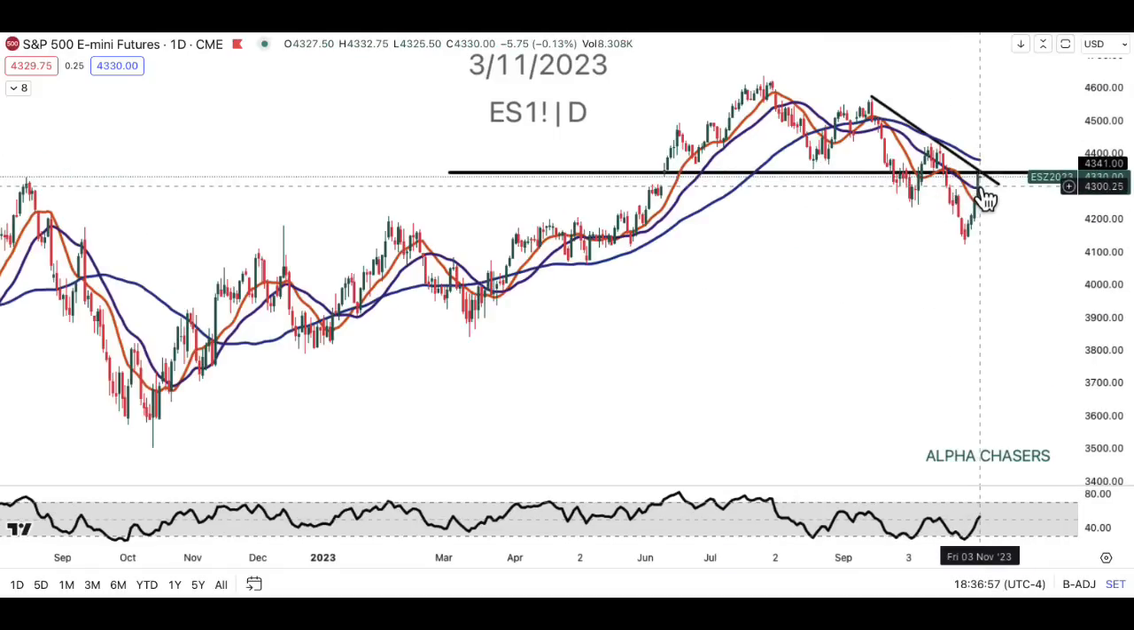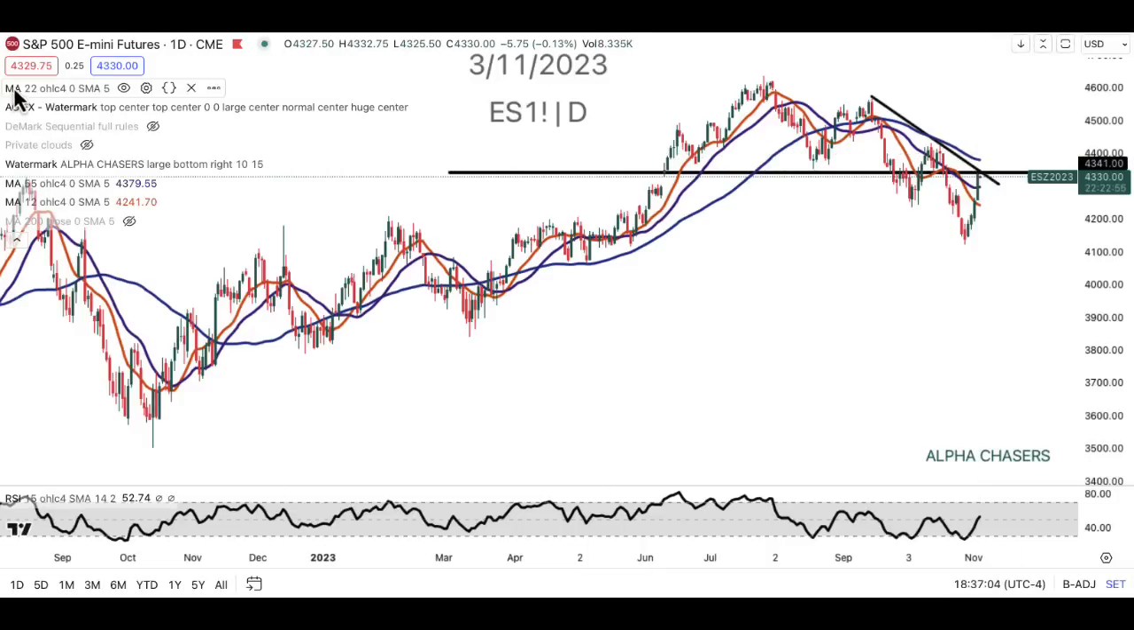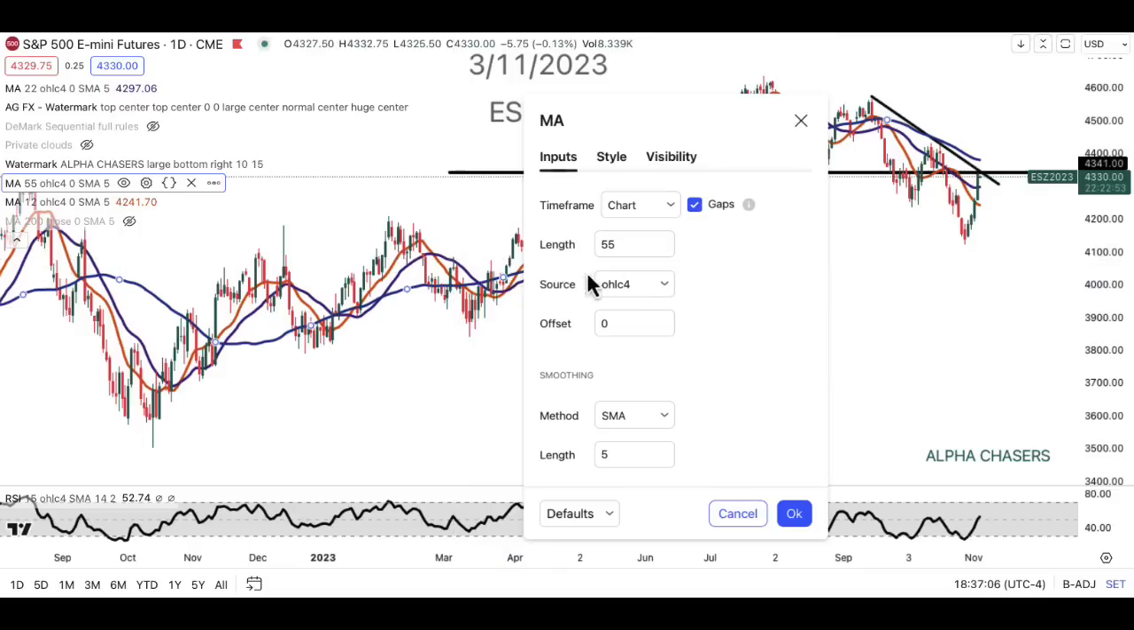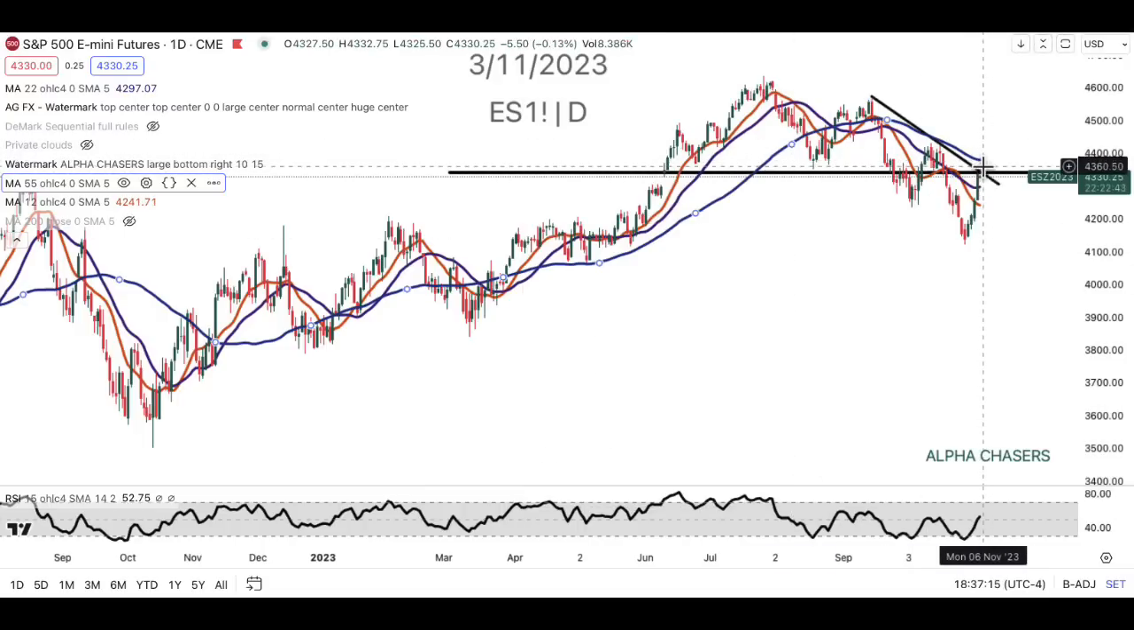Now, I'm over the 22. I'm over the 12. I am not over the 55. Some people will use a 50, and that's okay. You should use what you're comfortable with. Now, if we drop that down, you can see right now it's negligible, all right? But just understand that this is a little bit of an area in here where you might have some issues.